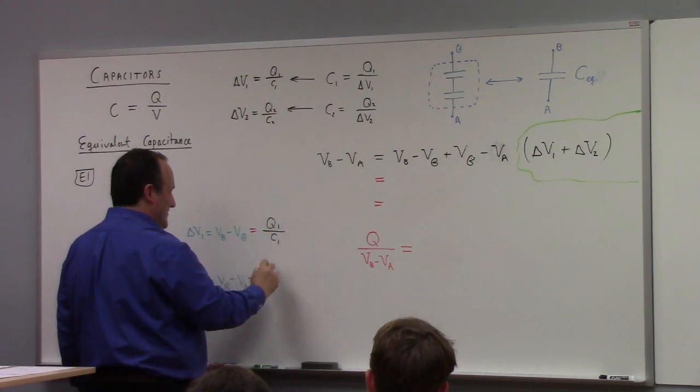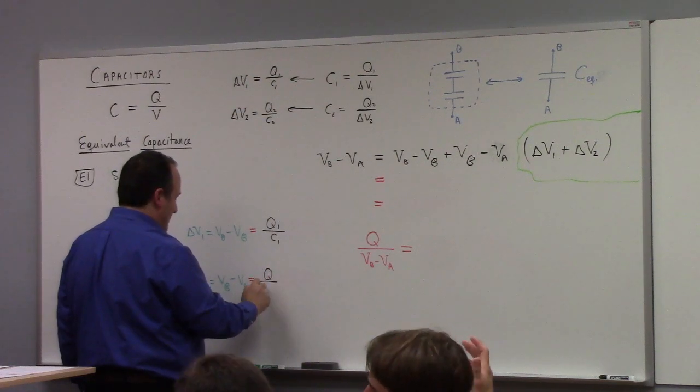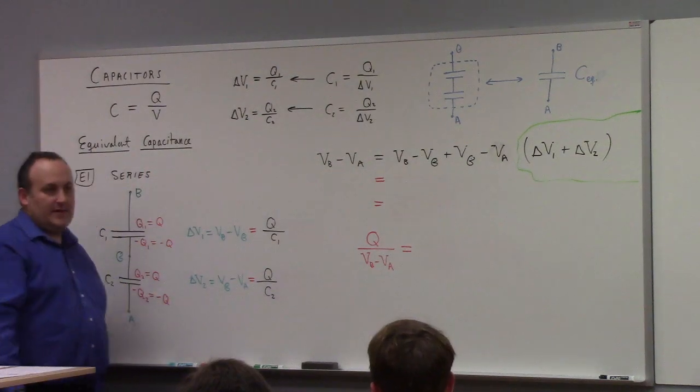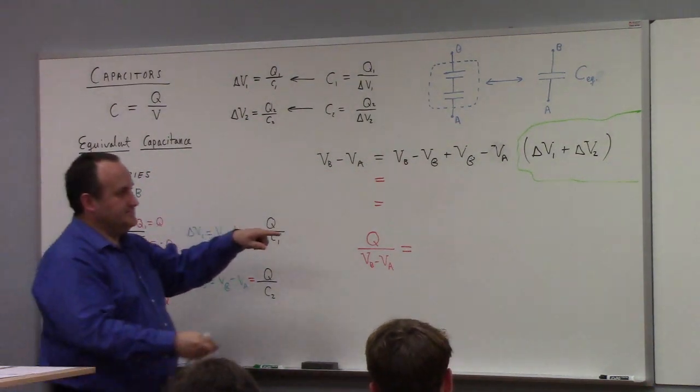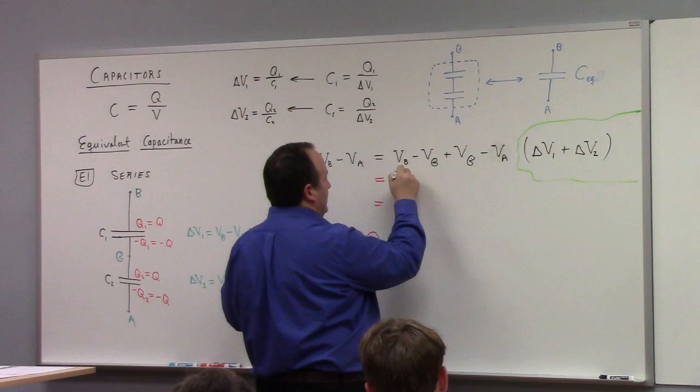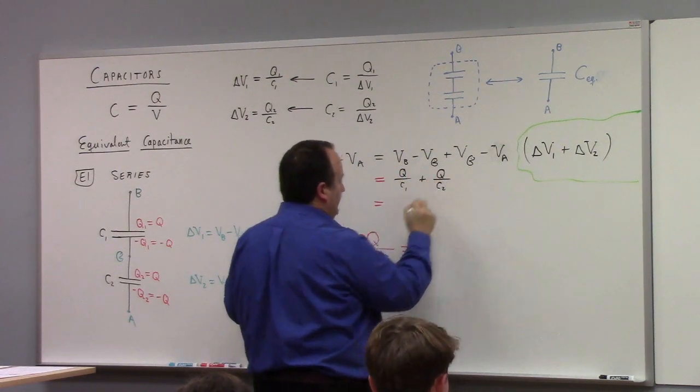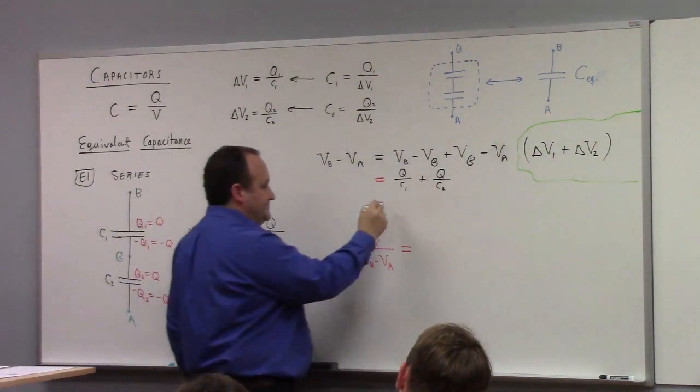Let's see here. So it's this. And of course we can erase the 1 and the 2, and then plug that in over here. So we've got Q over C1 plus Q over C2. Factor the Q out.